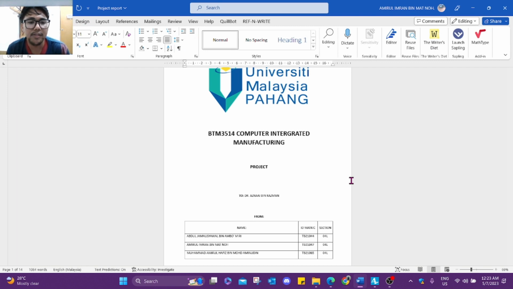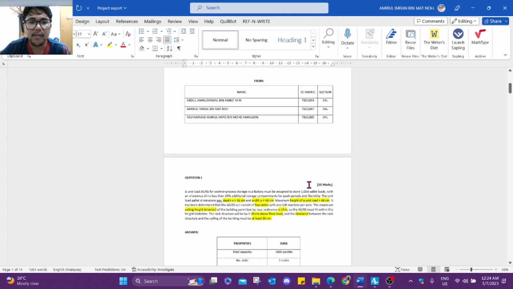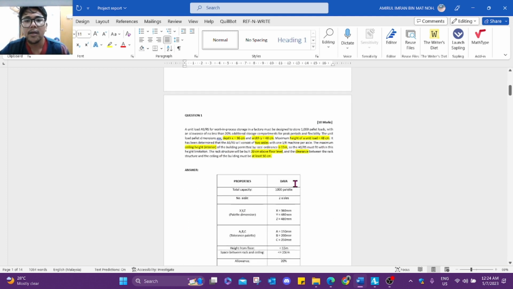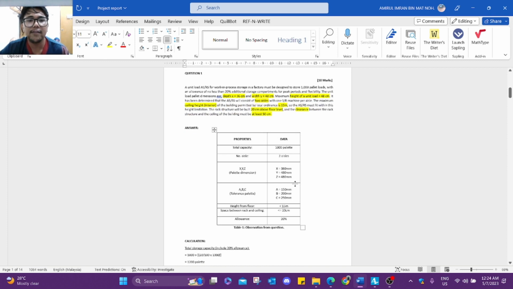My two other team members, Amirul Imran bin Makno and Muhammad Amirul Hafiz bin Muhammad Aminuddin, and I will be presenting our final project for the subject BTM3514 Computer Integrated Manufacturing. We have been assigned three questions: question 1, 2 and 3. However, I will only explain the calculation part for question number 1 and question number 2.